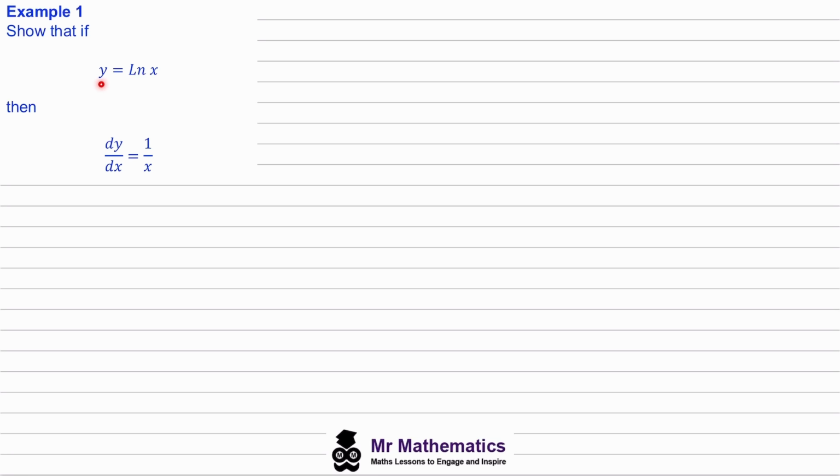So we're given that y is the natural log of x, and we want to prove that this is dy by dx. We can write dy by dx as 1 over dx by dy. And to find dx by dy, we can make x the subject of this equation. We can raise e to the power of both sides. So e to the y will be e to the natural log of x. And then the e and the natural log will cancel. So we have e to the y is equal to x.